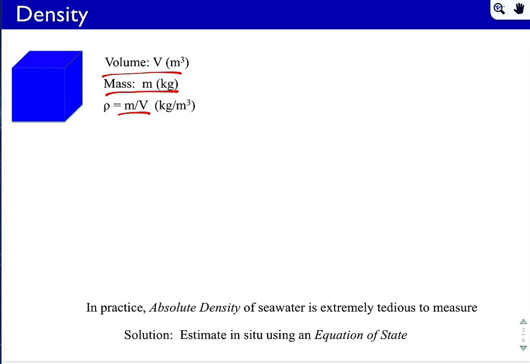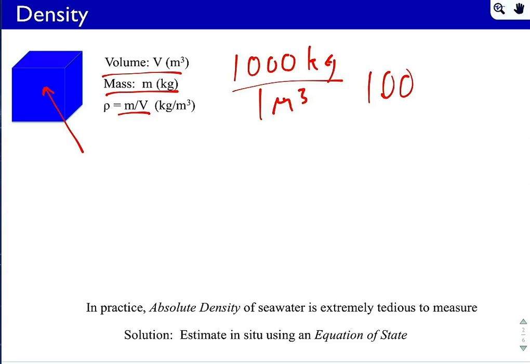So if I have a volume of size 1 meter on each side, so that's 1 meter cubed, and if the mass of that is 1,000 kilograms, then the density of that is 1,000 kilograms per 1 meter cubed, or 1,000 kilograms per meter cubed. Now, so the volume is important. How much mass is in a given volume is important.